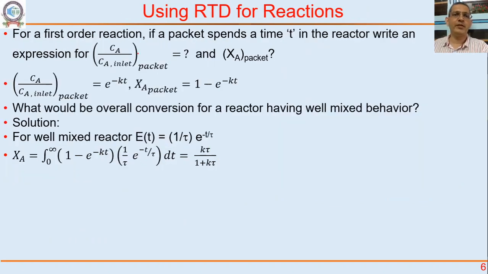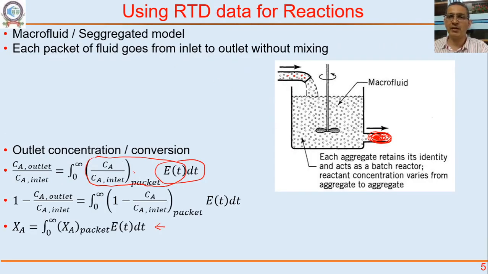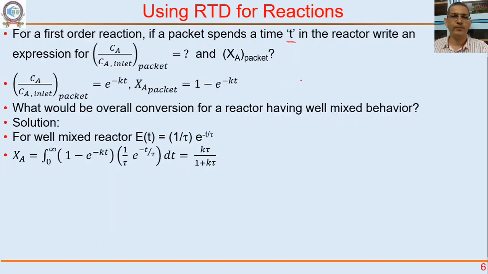Okay, so if it's a first order reaction, if a packet spends time t in the reactor, what is an expression for Ca by Ca inlet and XA for that particular packet? Each packet is behaving like a batch reactor because it is not mixing with others. It is spending a time of 3 minutes, 1 minute, 4 minutes, 5 minutes, whatever. Each packet is behaving like a batch reactor and it is spending a time t for a batch.